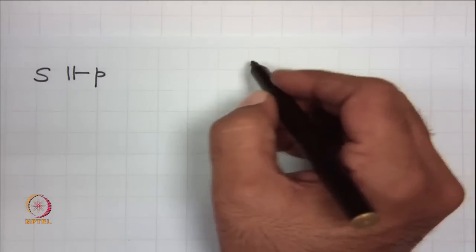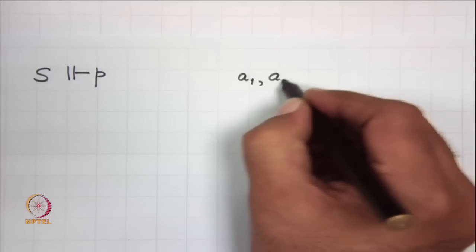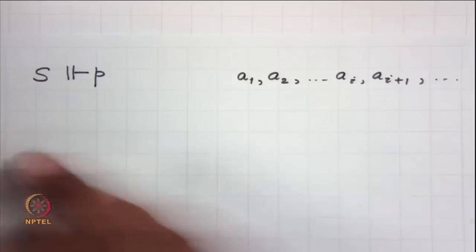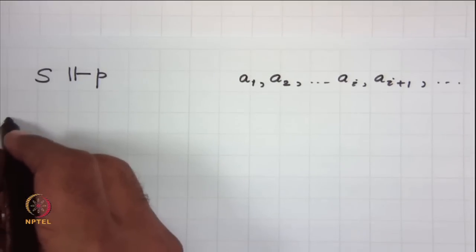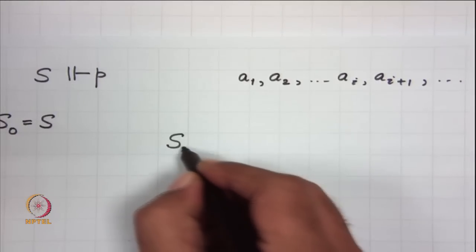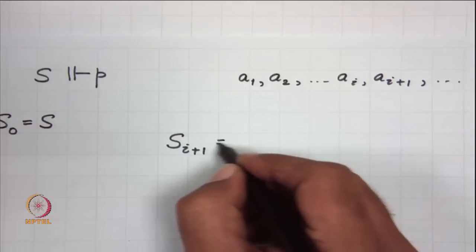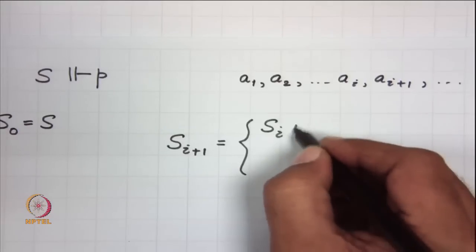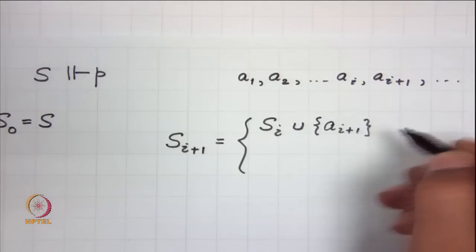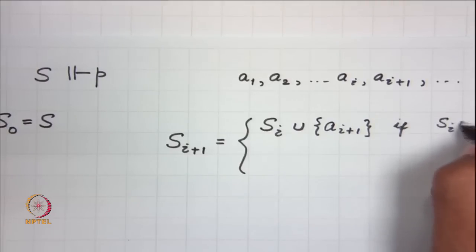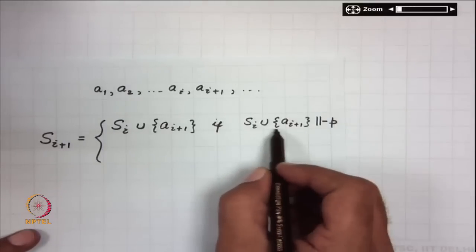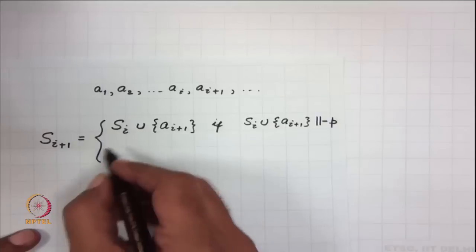You have an enumeration of this universe. It's a denumerable universe. Now what I do is I start with S naught equal to S, and I construct my S(i+1). So S(i+1) equals Si union A(i+1) if Si union A(i+1) satisfies the property P. If Si union A(i+1) does not satisfy the property P, then my S(i+1) is the same as Si.